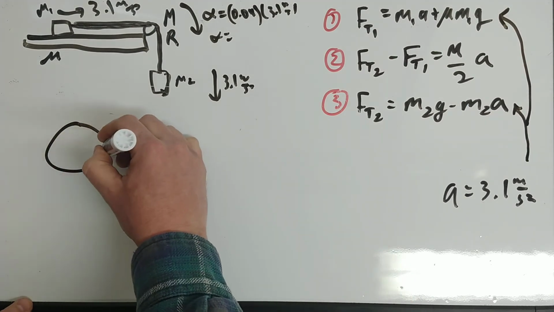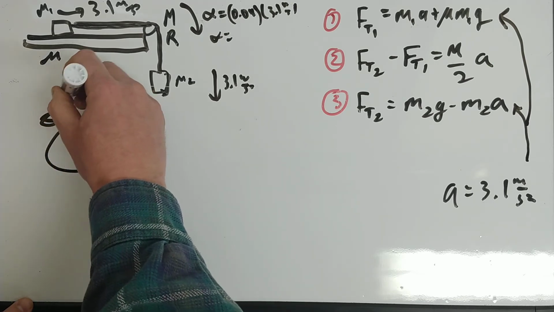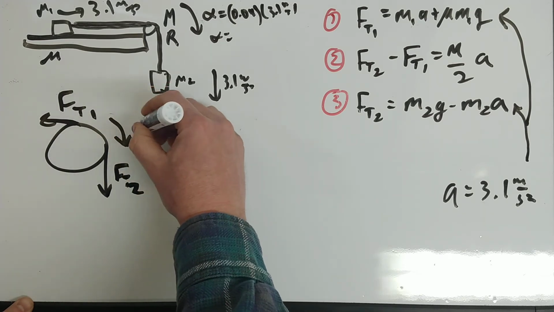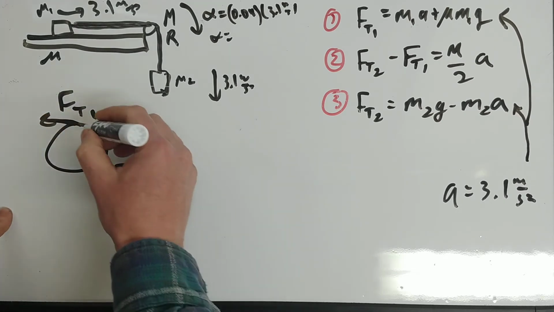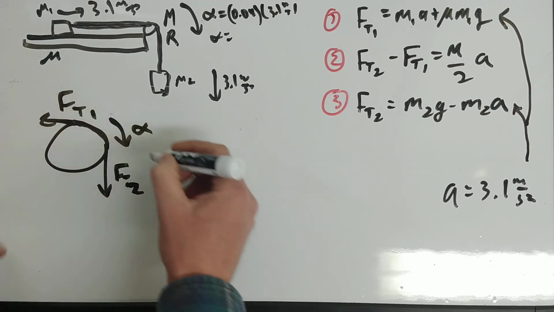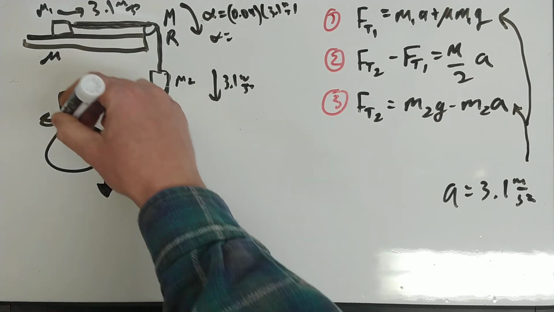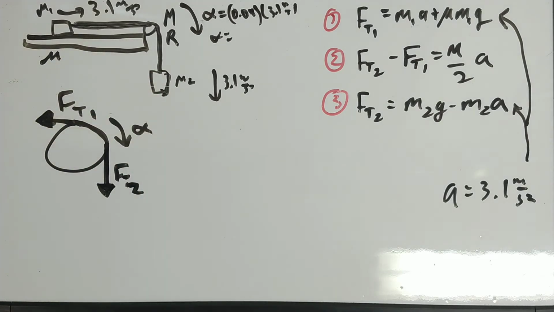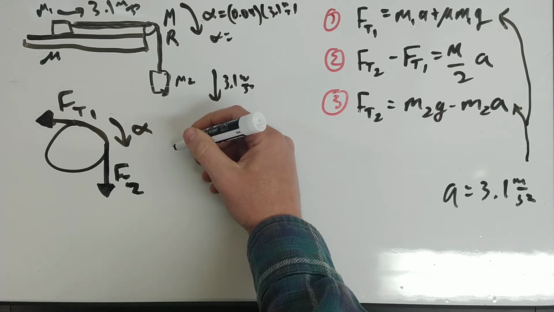Now, one thing that you ought to note, FT2 darn well better be bigger than FT1, because we know this needs to accelerate that way, right? So FT2 darn well be bigger than FT1, otherwise it's not going to accelerate, right? Now again, they're not the same tension, but you know. All right, so let's go ahead and do that.